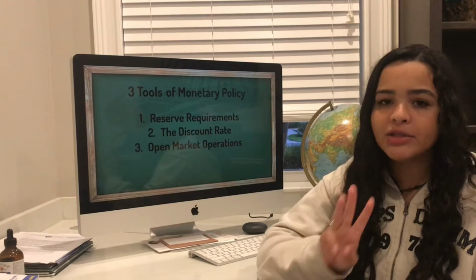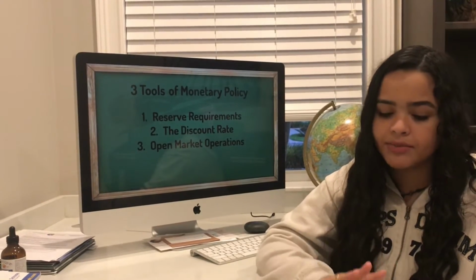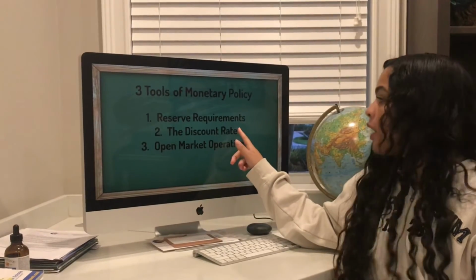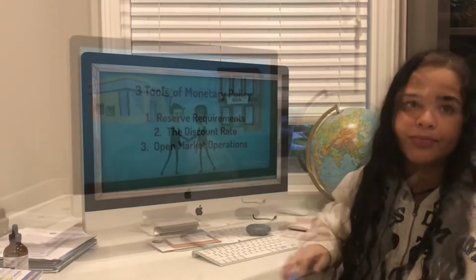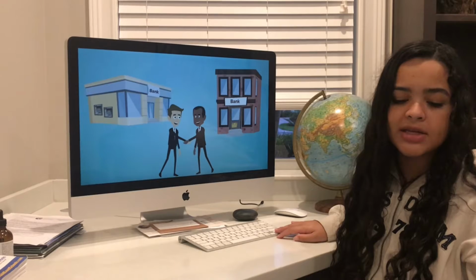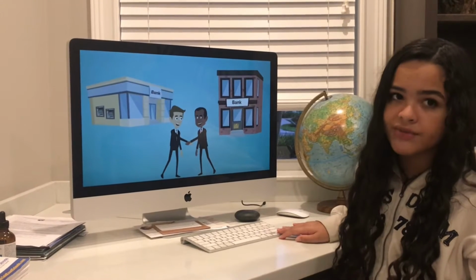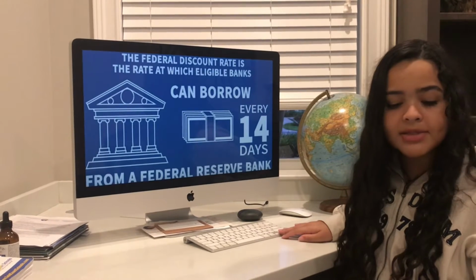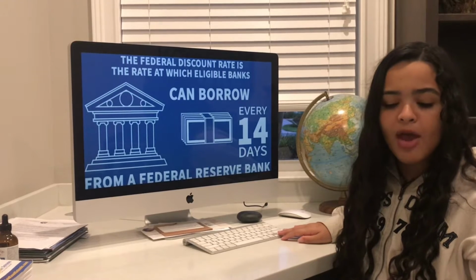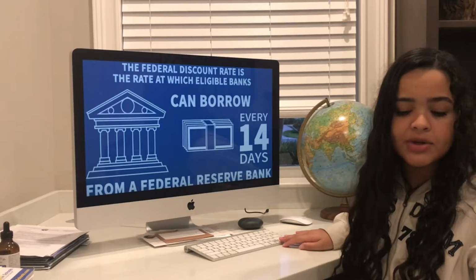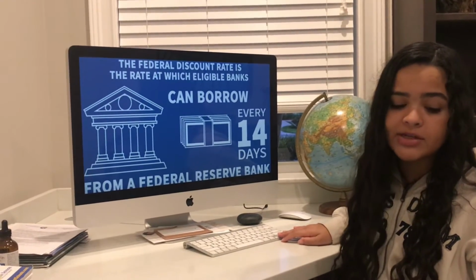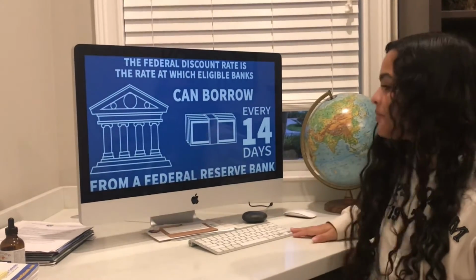Well, there are three main tools under monetary policy. It's the reserve requirements, the discount rate, and open market operations. To review, the federal funds rate is the interest rate that banks charge other banks for loans. The second tool is the discount rate. If a bank is in need of reserves, it can also borrow from the Fed. The interest rate that the Fed charges on those loans is called the discount rate.